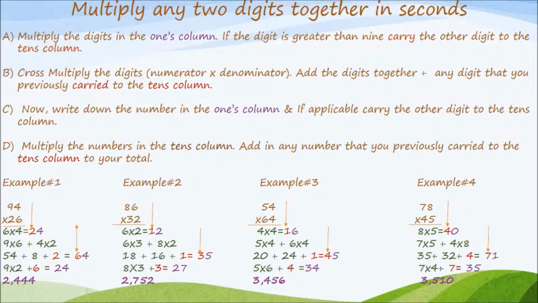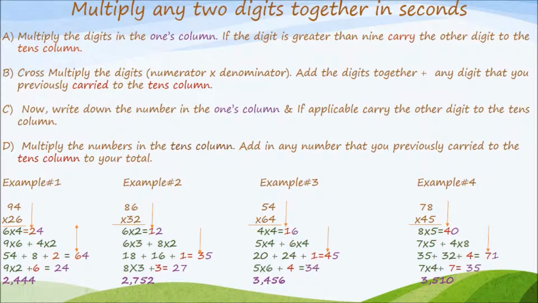Example 4. We're going to multiply 78 times 45. Let's multiply the digits in the ones column. So we have 8 times 5, which is equal to 40. Next, we're going to cross multiply. We have 7 times 5 plus 4 times 8. So we have 35 plus 32 plus the 4 that we previously carried when we multiplied 8 times 5. Let's combine the numbers together. We have 35 plus 32 plus 4 equals 71.